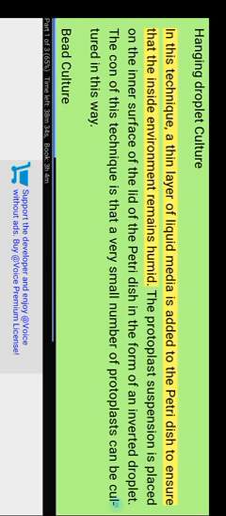Hanging droplet culture. In this technique, a thin layer of liquid media is added to the petri dish to ensure that the inside environment remains humid. The protoplast suspension is placed on the inner surface of the lid of the petri dish in the form of an inverted droplet. The con of this technique is that a very small number of protoplasts can be cultured in this way.